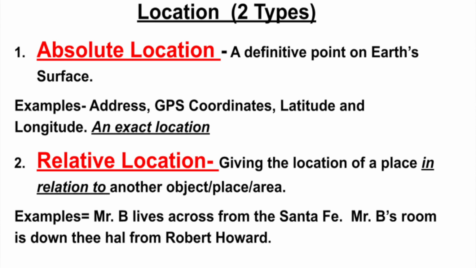Now, relative location is different. Relative location is where something is in relation to something else. For example, I live next to the Santa Fe Casino. It's relative location. If you didn't know where the Santa Fe Casino was, you'd never be able to find my place. Mr. B's room is around the corner from Mr. Howard's room. Okay. If you didn't know where Mr. Howard's room is, that would be of no help to find Mr. B's room. So it's in relation. You have absolute, think GPS, think brick and mortar address. You have relative in relation to another place.